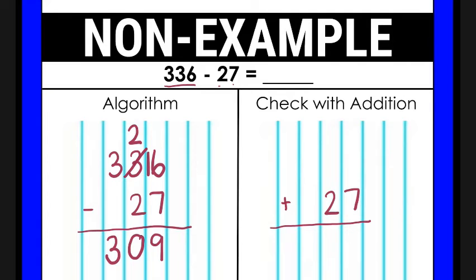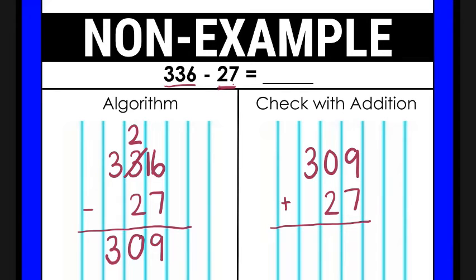I can still keep my 27 because that's still one of my parts right there. But now I have a new answer. So I'm going to add 309 to 27. And now if I get this one correct this time, I should get an answer of 336. So let's check it out.